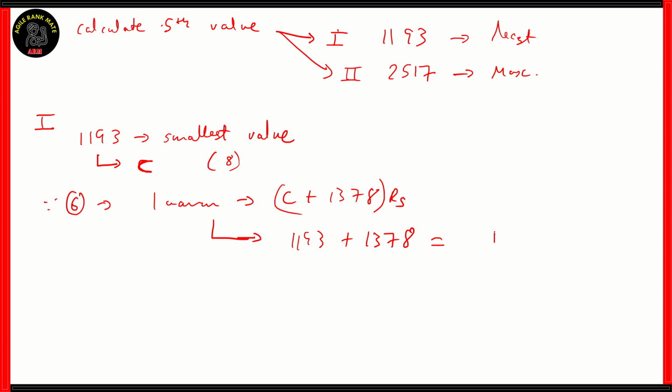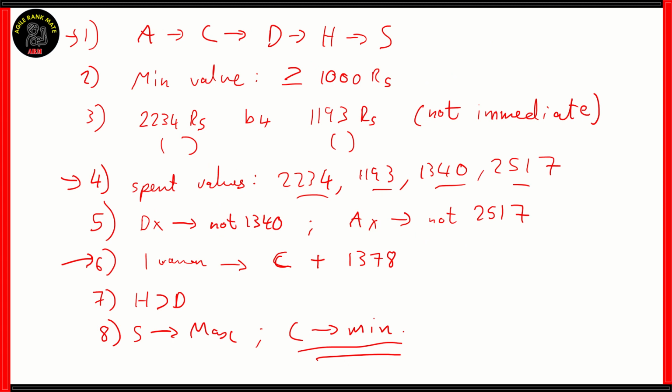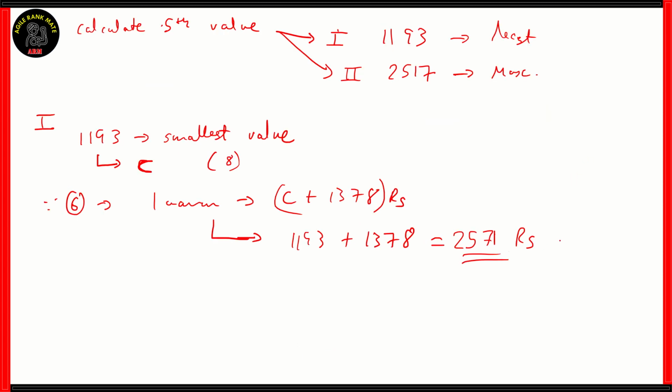So 3 plus 8 gives us 11. 1 carries over. 10 plus 7 gives you 17. 1 carries over. 1 plus 3 gives you 4. 4 plus 1 is 5. 1 plus 1 gives you 2. So 2571 rupees is the value spent by the woman who spends 1378 rupees more than Chelama. And if you look at our 4 values given, you see that 2571 also turns out to be the maximum value. And according to clue 8, that has to be spent by Sahnaz or S.